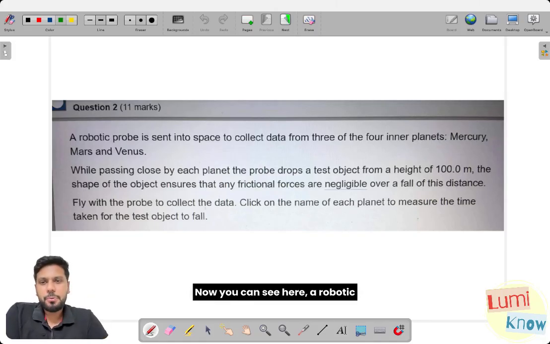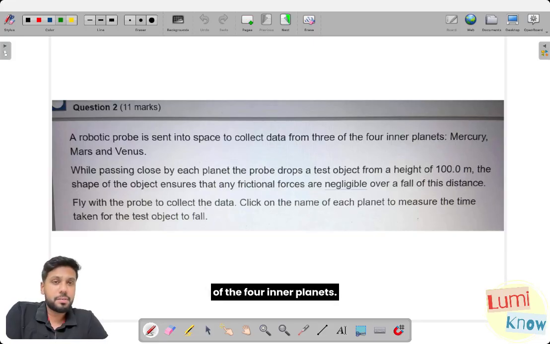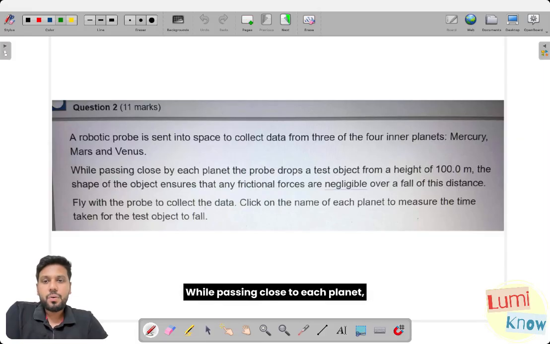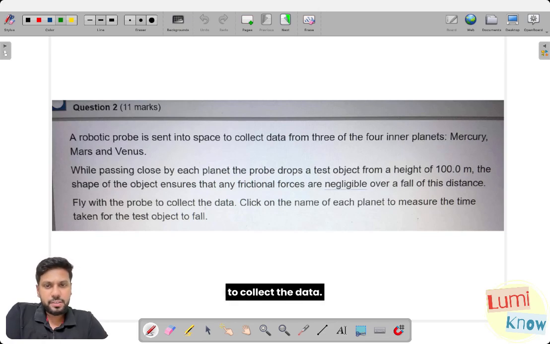Now you can see here: a robotic probe is sent to space to collect data from 3 of the 4 inner planets. We know that the 4 inner planets are Mercury, Mars, Venus, and of course Earth also. While passing close to each planet, the probe drops a test object from a height of 100 meters. The shape of the object ensures that any frictional forces are negligible over the fall distance. Fly with the probe to collect the data. Click the name of the planet to measure the time taken for the object to fall.